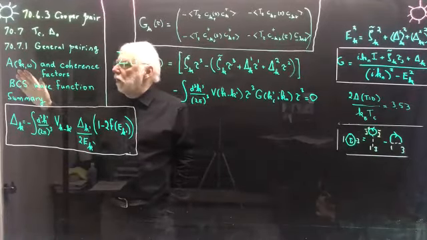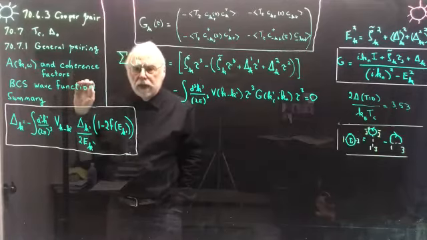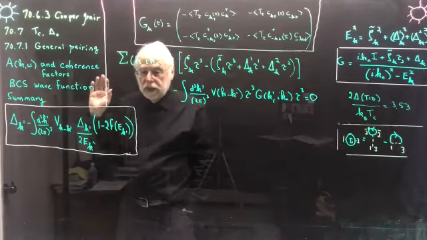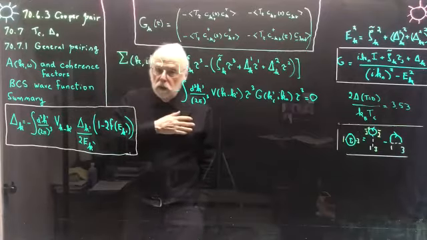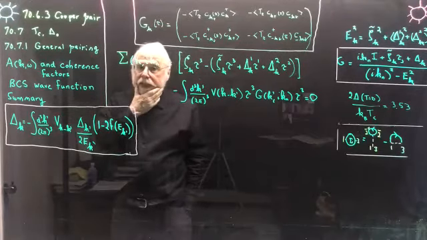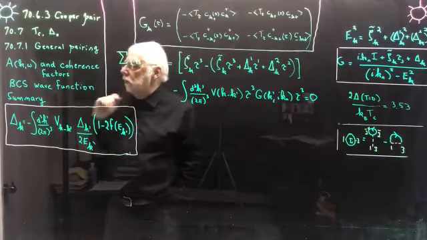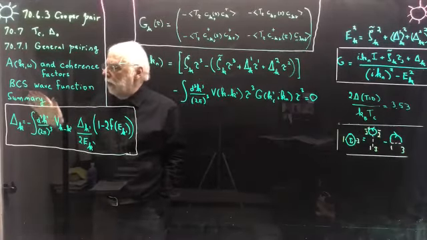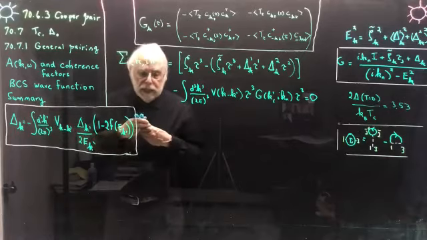And I will discuss the spectral weight and coherence factors. The fact that in BCS theory, the quasi-particles are linear combinations of electron and hole. So that has consequences for many observables. So that's coherence factors. And then I will tell you about the BCS wave function. I will make a summary of the class.